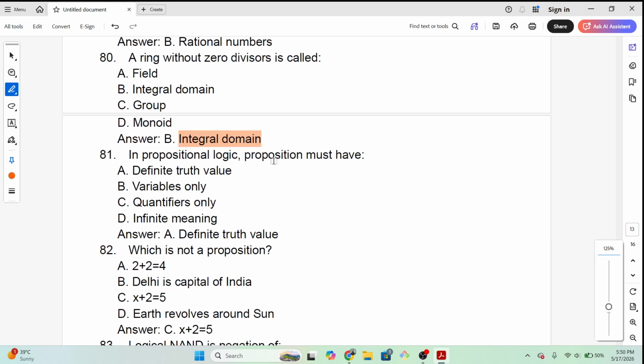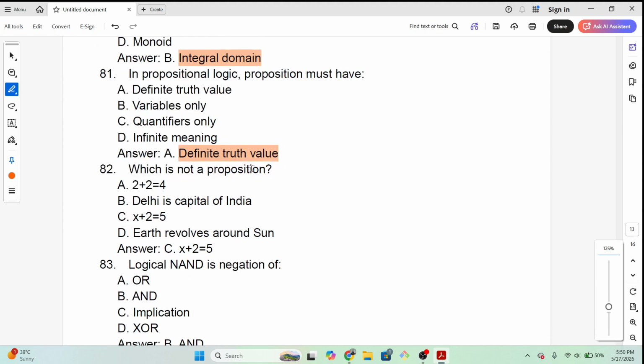In propositional logic, a proposition must have a definite truth value. This is not a proposition because it's a variable. It's not true at all. Okay. So this is true. Then, is Delhi the capital of India true? Actually the answer is true. Okay.